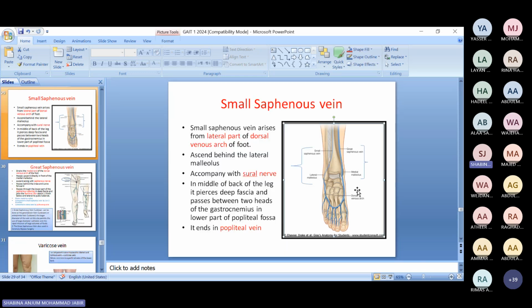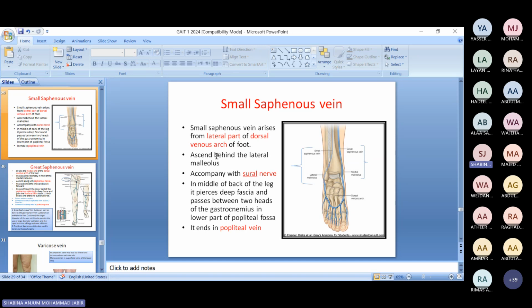So this is the dorsal venous arch. Okay. This is the dorsal venous arch, like the arterial arch. We have the venous arch also. So this dorsal venous arch has a lateral continuation and a medial continuation. Okay. So laterally, it will continue as the small saphenous vein. And what is there medially? Great saphenous vein.